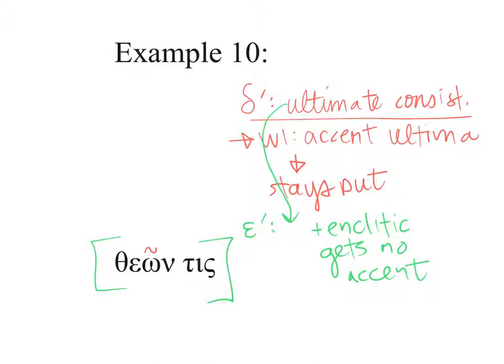Rule delta is ultimate consistency. I like this rule. It's very linked to rule epsilon, so I'll explain them together. We just met them. When word one has an accent on the ultima, that accent stays put and doesn't change. And additionally, when you have that circumstance, the enclitic gets no accent. The final rule, which we didn't really see an example of, is rule sigma. And I called that the battle of the enclitics. When you have multiple enclitics in a row, the first ones are accented and the last one is unaccented. And that's the final rule that we covered today.